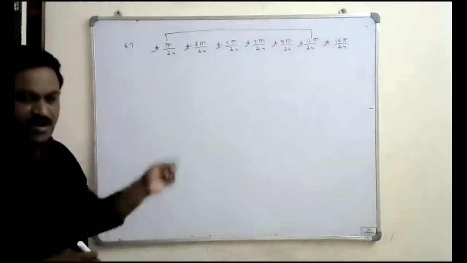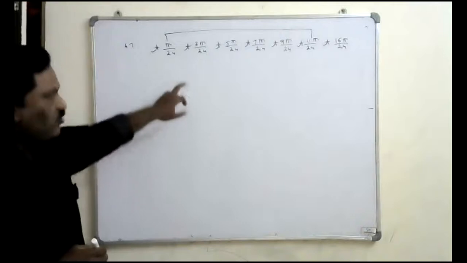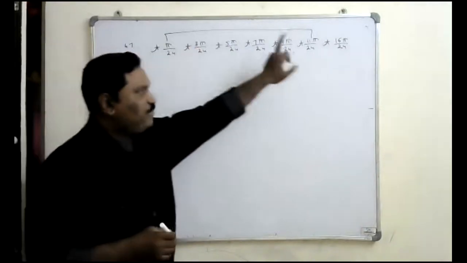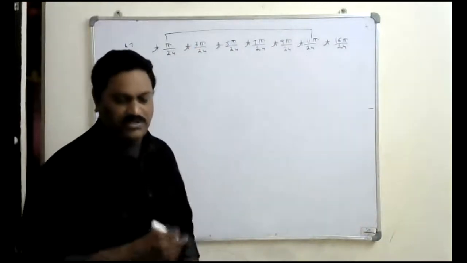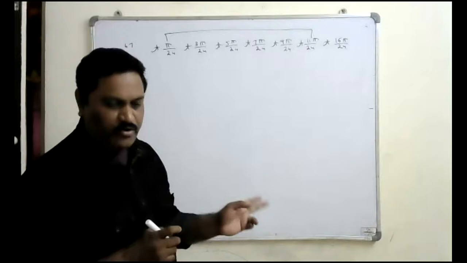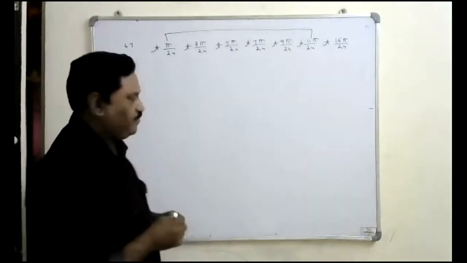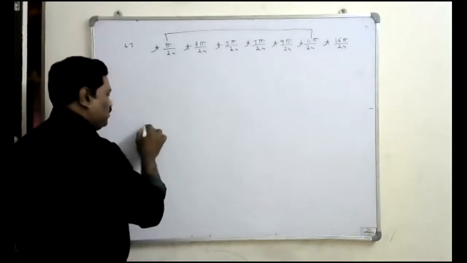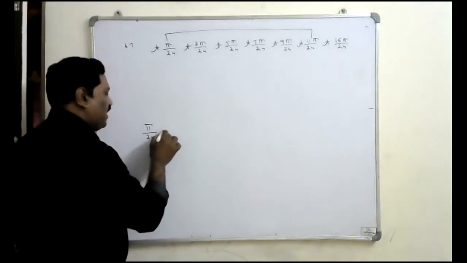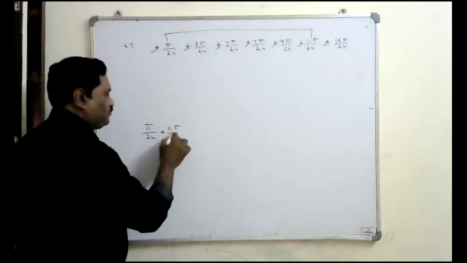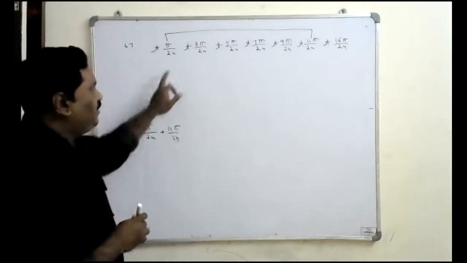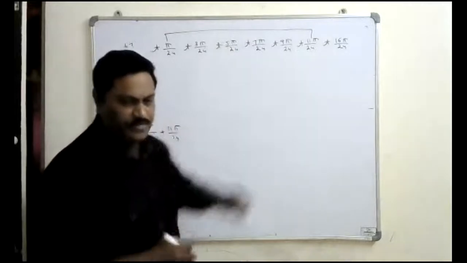Observe the first angle and the last but one angle. To add them, pi by 24 plus 11 pi by 24. How much? That is pi by 2. That is, the sum of the angles is 90 degrees, pi by 2. Then tan A into tan B becomes 1. That value is 1.